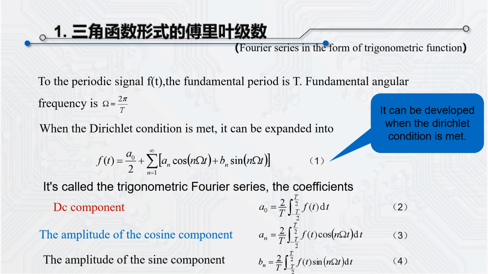Coefficients a0, an, and bn are expressed by Formulas 2, 3, and 4 respectively, where a0 is the DC component, an is the amplitude of the cosine component, and bn is the amplitude of the sine component. You should know that the impulse sequence does not meet the Dirichlet condition, so when we carry out the Fourier series expansion of periodic functions of the impulse sequence, we should use a special method.